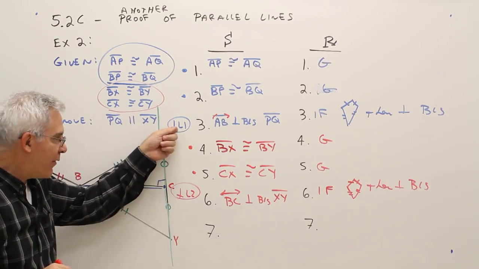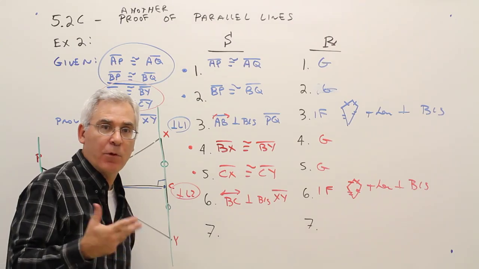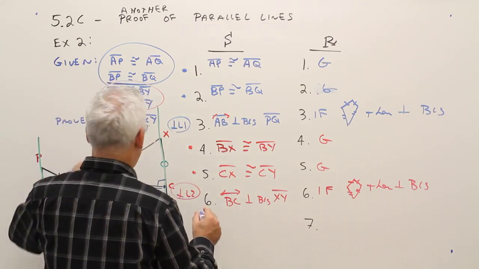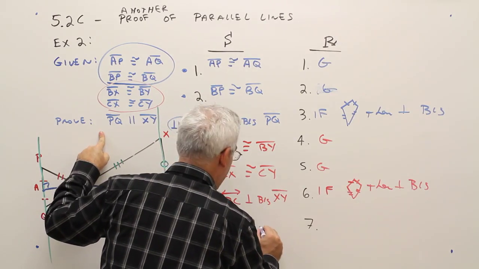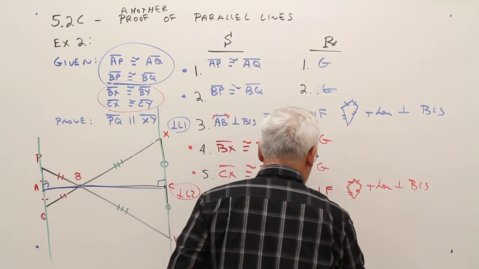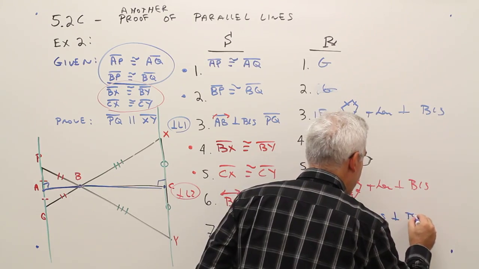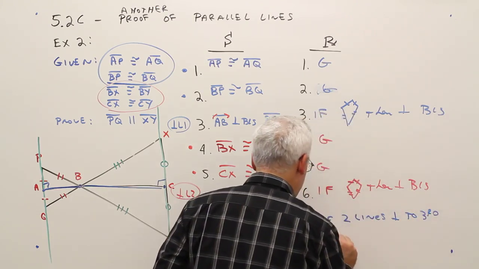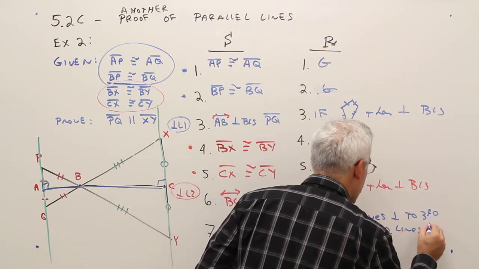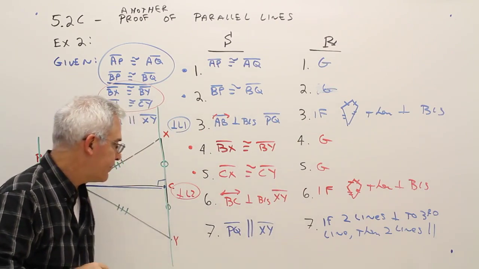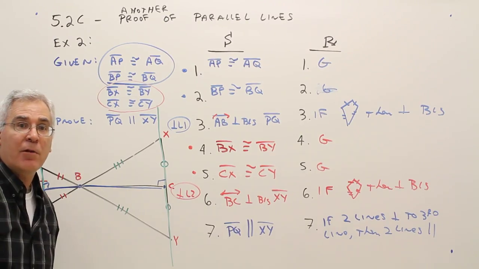And now, based on this step and this step, I can use that kind of oddball way to prove lines parallel. So now I'm going to say PQ is parallel to XY, if two lines perpendicular to a third line, then two lines parallel. And there you have it, another proof involving parallel lines.